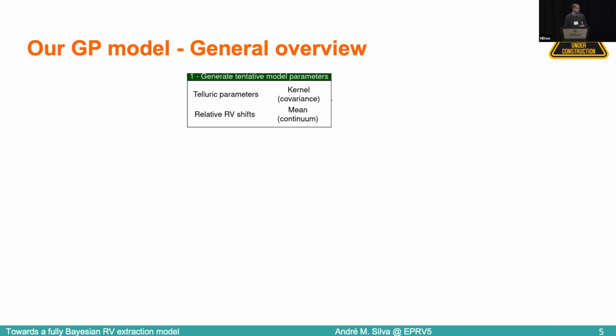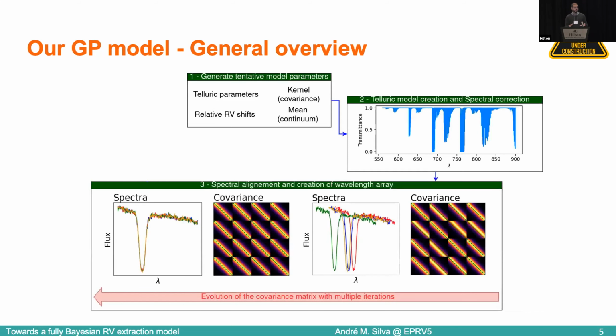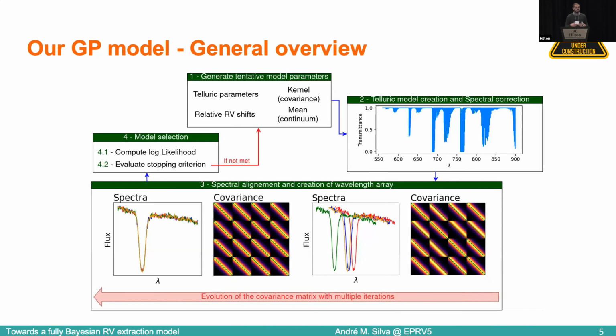So after our MCMC sampler or something similar proposes one value for each of those parameters, we will generate the telluric model to correct the stellar spectra using, for example, TELFIT. And then we will align the stellar spectra using the relative radial velocity shifts. We will concatenate them all together. We will model them with the Gaussian process, and we will evaluate the log likelihood of our model. And we repeat this until our model achieves convergence, which might take a little bit.